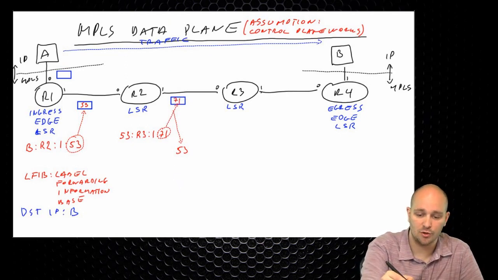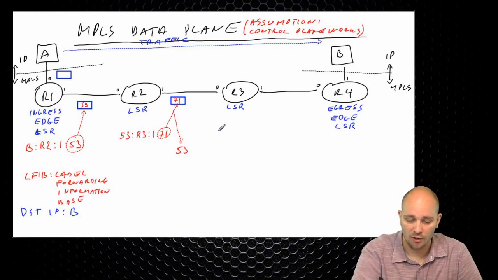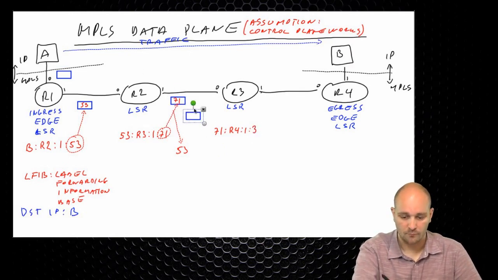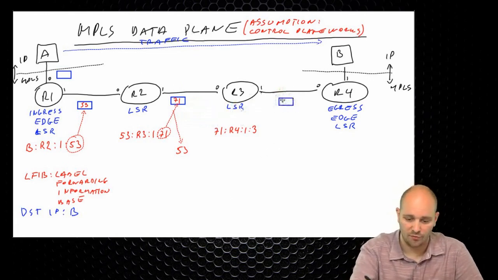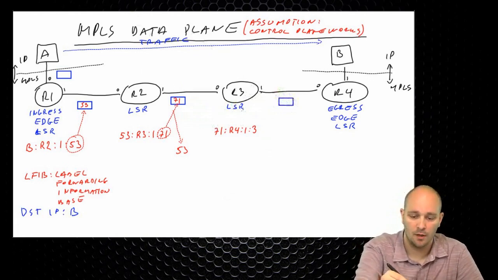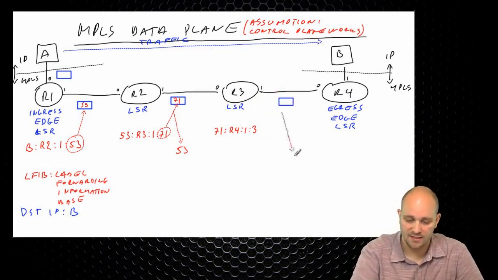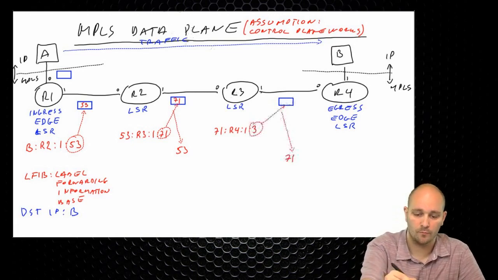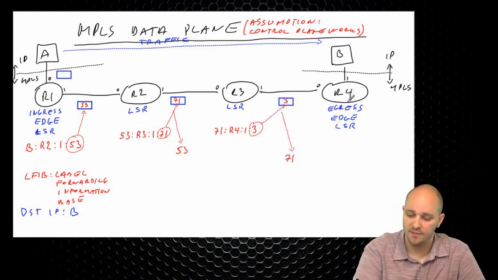Now, a similar thing is going to happen on R3. R3 is now going to have an entry in its own LFIB that says 71 needs to be sent to R4 out of interface number 1, with, let's say, label number 3. So this packet now arrives to R3. So what happens on R3 is we are going to drop this label 71. We are getting rid of it. And instead, we are going to install label 3 on the packet. And then we are going to forward this packet to R4.